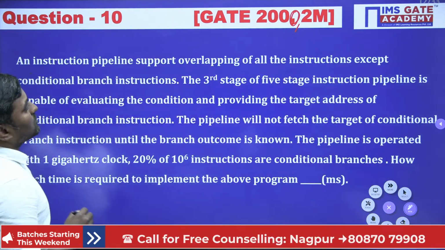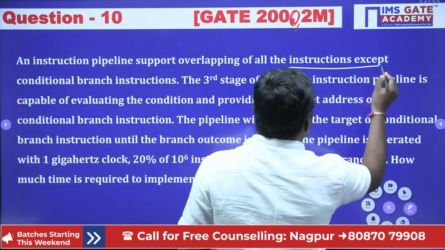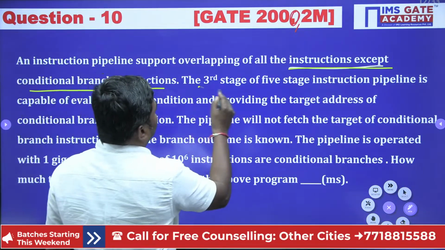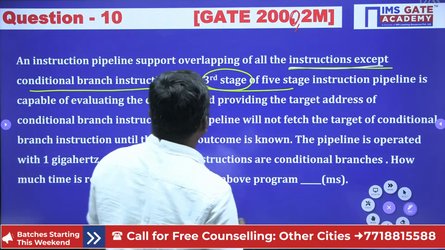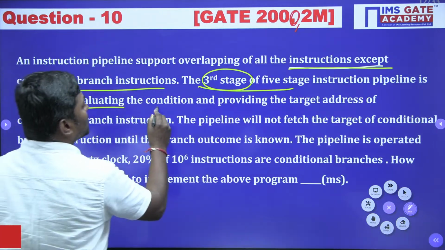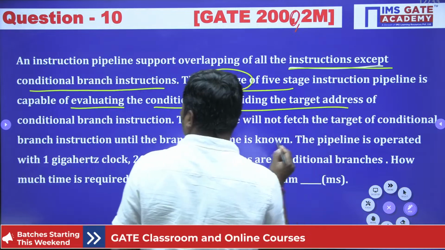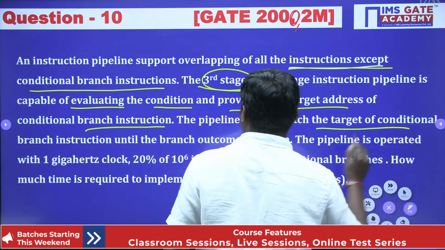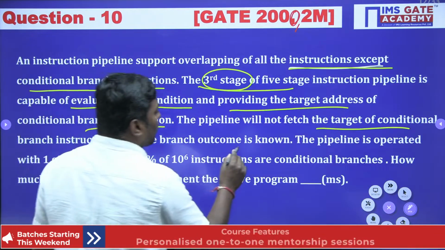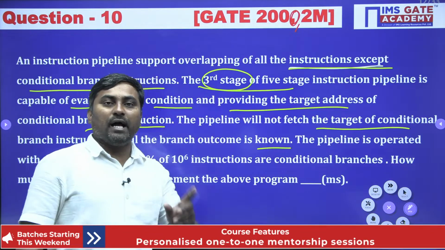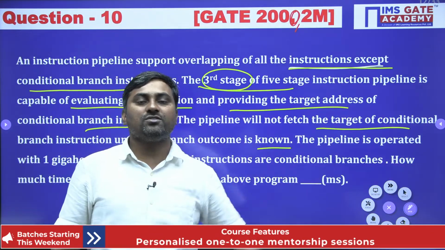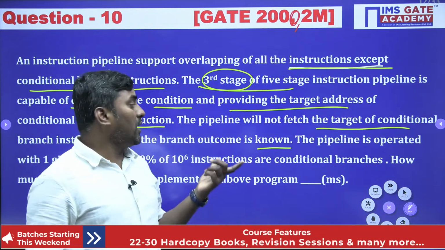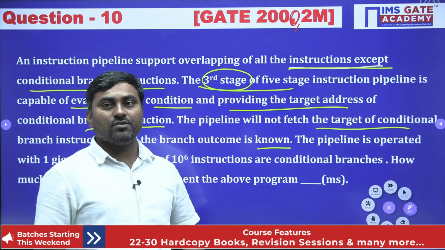The instruction pipeline supports overlapping of all instructions except the conditional branch instructions. The third stage of the 5-stage instruction pipeline is capable of evaluating the condition and providing the target address of the conditional branch instruction. The pipeline will not fetch the target instruction until the branch outcome is known. Until then, it won't fetch any instruction after the branch. Who is generating the target address? The third stage of the 5-stage instruction pipeline, correct?